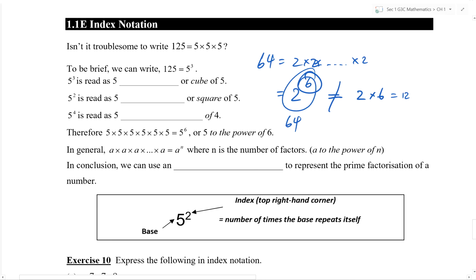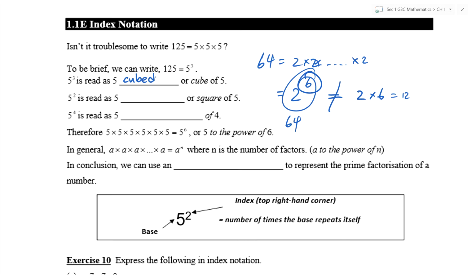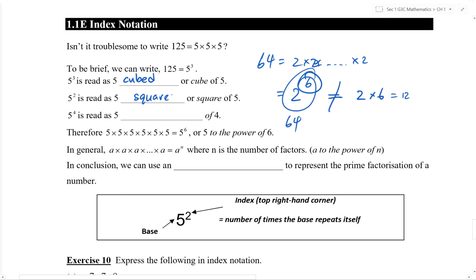over here very useful. And it sounds to me that you're already familiar with the names of this. So 5 with a little 3 on top is read as 5 cubed, C-U-B-E-D. 5 cubed, or the cube of 5. The next one, 5 to the power of 2, is read as 5 squared, or the square of 5. So sometimes square is 5 to the power of 2. In this case, 5 to the power of 4 is known as 5 to the power of 4.